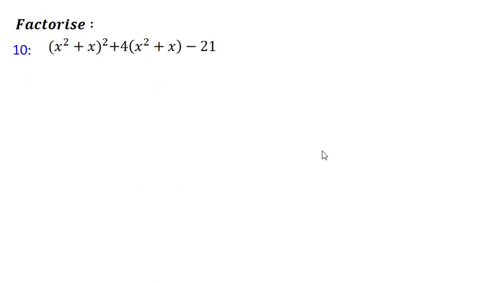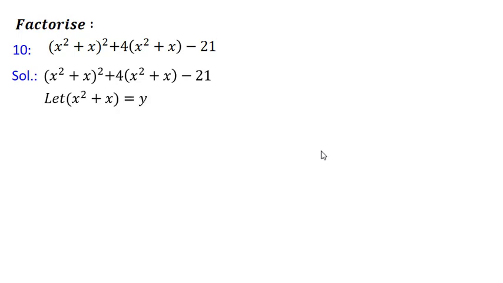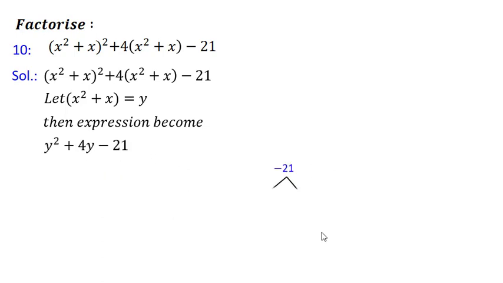x square plus x the whole square plus 4 into x square plus x minus 21. So here what we will do, we will take x square plus x as say y or p or q, whatever symbol we want we can write. So let us take x square plus x as y. So our expression will become y square plus 4y minus 21. Now I have to find two factors of minus 21 such that their addition is 4. So those two factors are 7 and minus 3. Their addition is plus 4 and their product is minus 21.